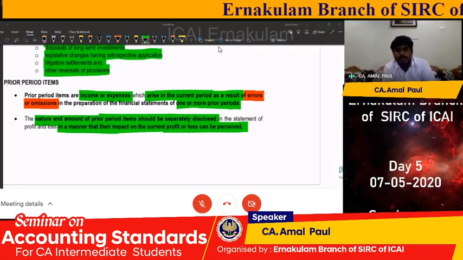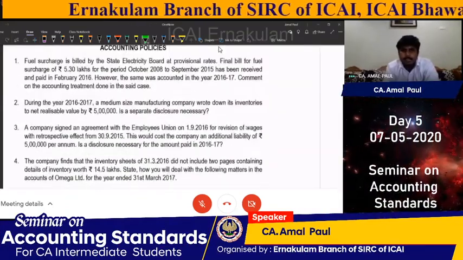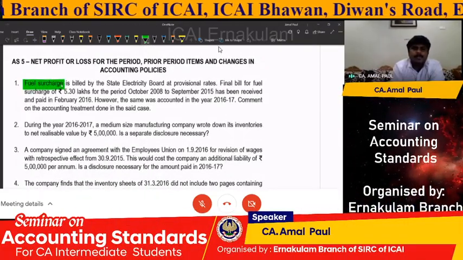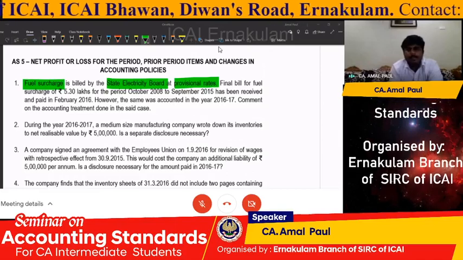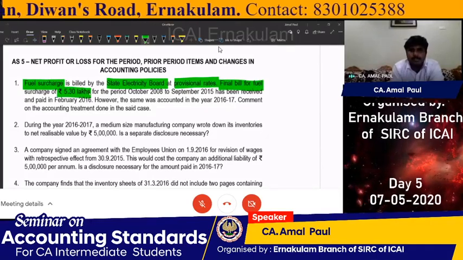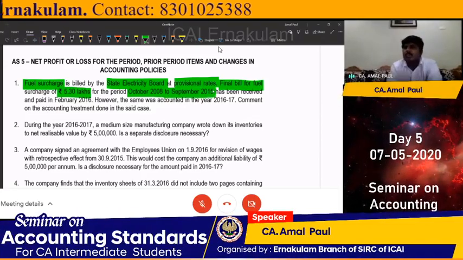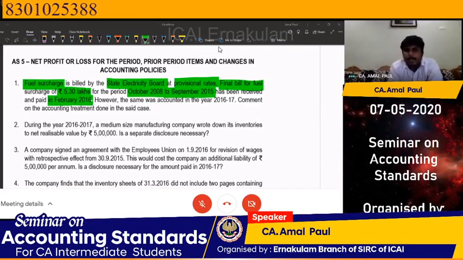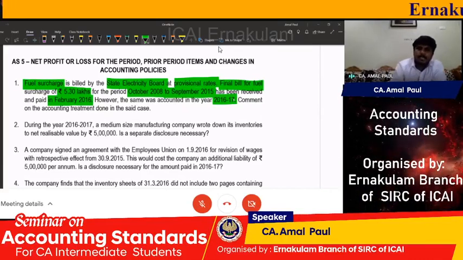Okay, so we'll do some problems on this. First one: fuel surcharge is billed by the State Electricity Board at provisional rates. The final bill for fuel surcharge of 5,30,000 for the period from October 2008 to September 2015 has been received and paid in February 2016, but it is accounted in the year 2016-17. Comment on the accounting treatment.